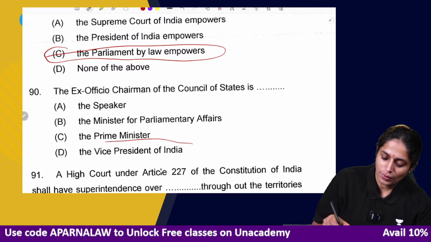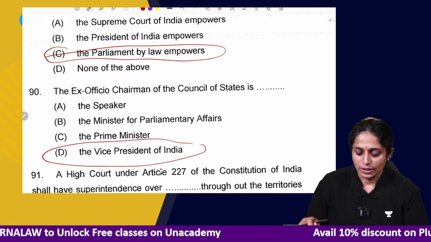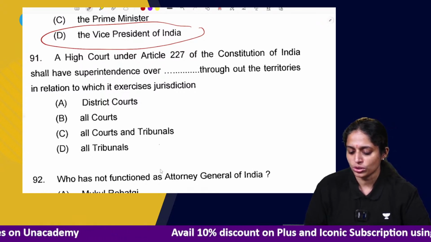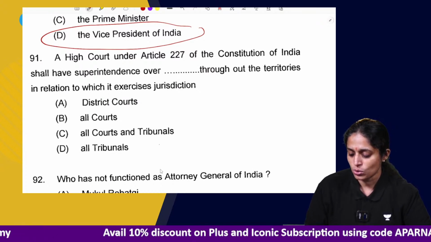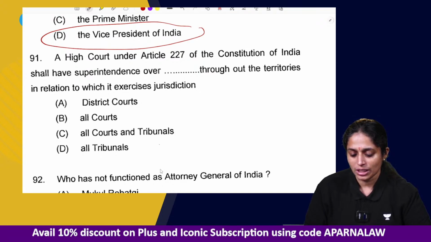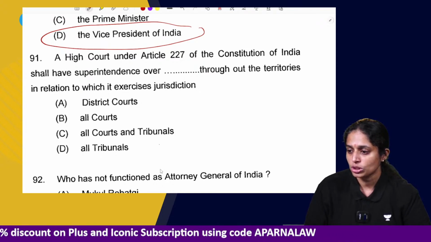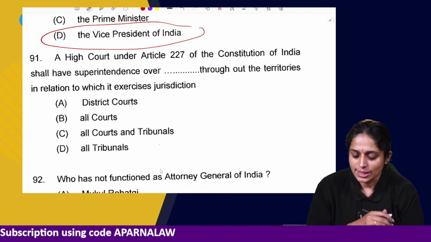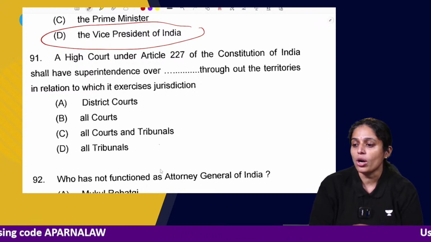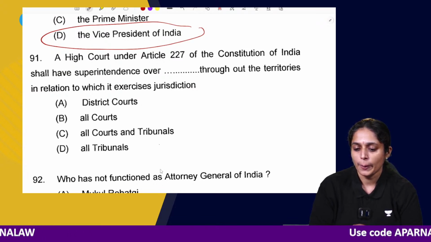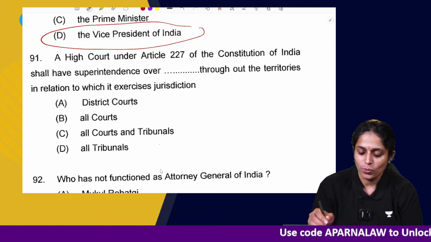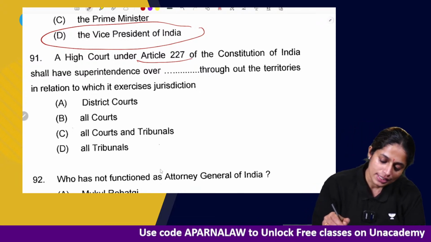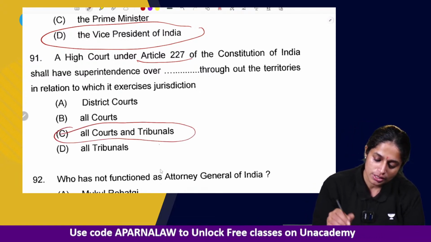It is D, the Vice President of India. Then, the High Court under Article 227 of the Constitution of India shall have superintendence over dash throughout the territories in relation to which it exercises jurisdiction. A. District courts, B. all courts, C. all courts and tribunals, and D. all tribunals. Supervisory jurisdiction. It is C. all courts and tribunals.